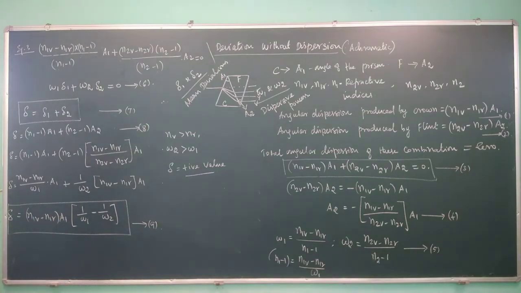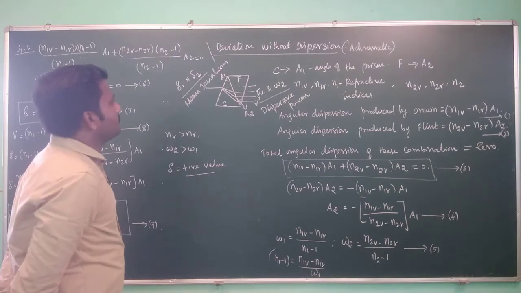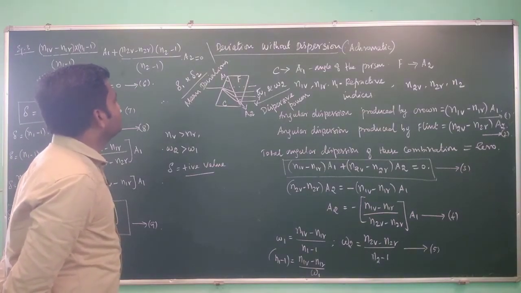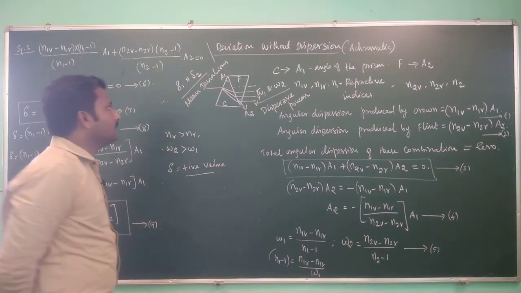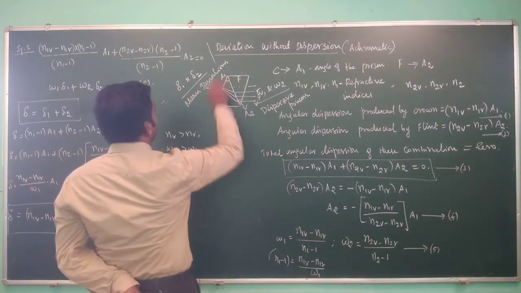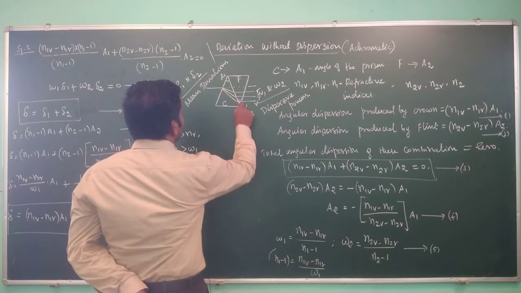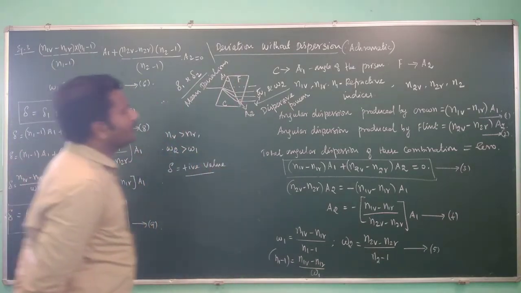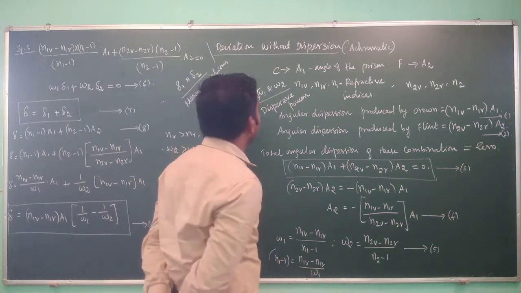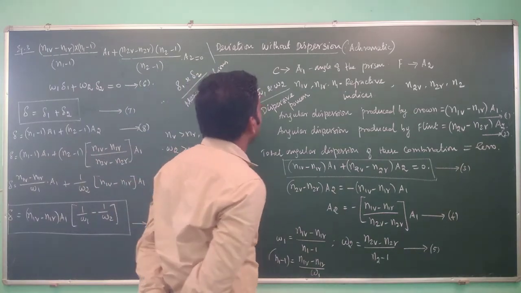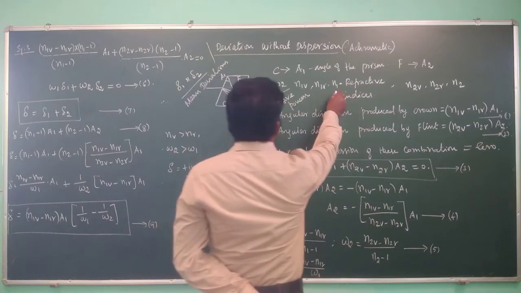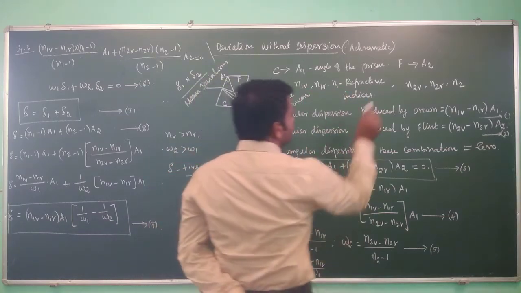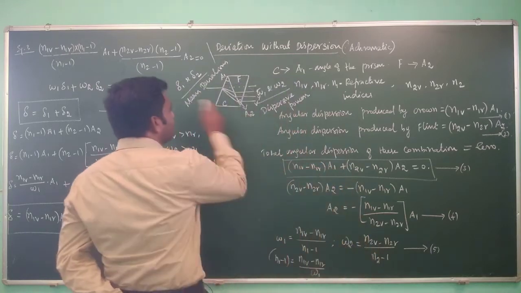Fine, let me recall the concepts quickly. We have two prisms, crown and flint, which are arranged in such a way that the angle of prism A1 for the crown is located here, and the angle of prism A2 is placed here. Now we have the terms angle of prisms A1 and A2 for crown and flint. Similarly, refractive indices for violet, red and yellow colors. Suffix 1 stands for refractive indices of the crown prism. Suffix 2 stands for refractive indices of the flint prism.